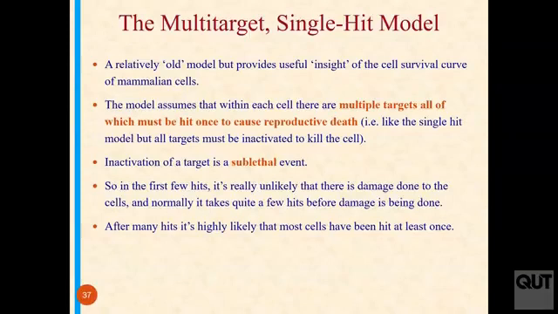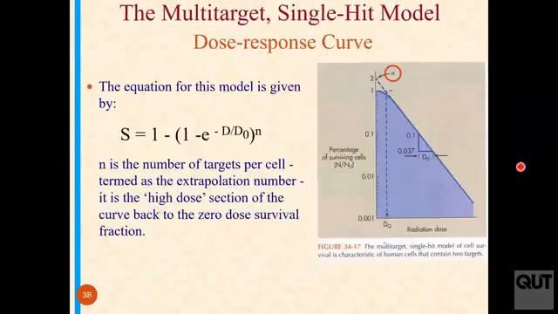So for the first few hits, it's pretty unlikely that damage is going to be done to cells, and so it normally takes quite a few hits before the damage is actually done. If we look at this model, we get this equation here and this plot here. We have this little shoulder up here, and a long exponential down there.